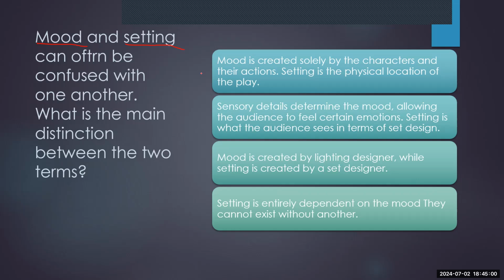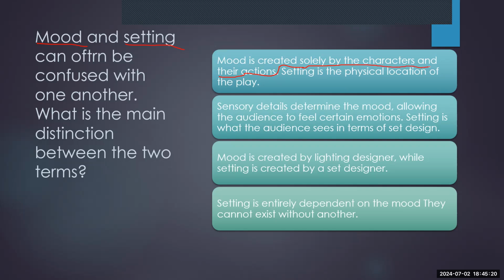So let's go through our choices and see what we think. Mood is created by the characters and their actions. Setting is the physical location of the play. What do we think about that? I'm just going to divide this up.